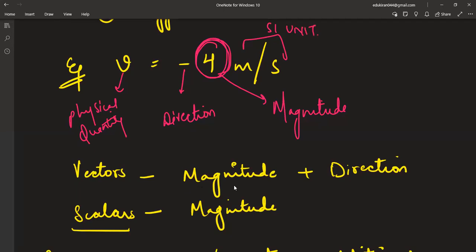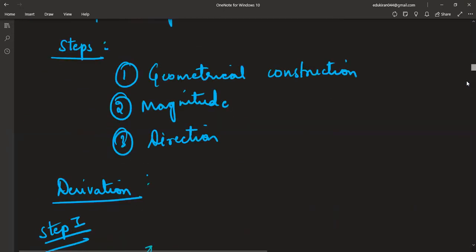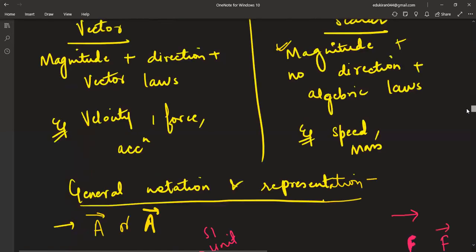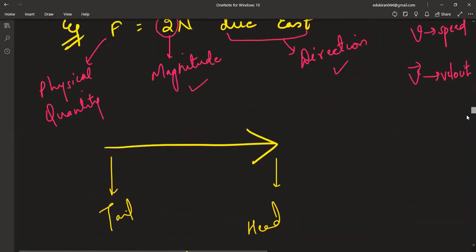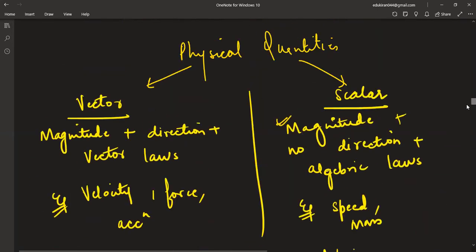So vectors have magnitude plus direction plus the laws also. And scalar quantities just have the magnitude. This is what you have to remember. Fine. So now coming to the types of vectors, this I'll tell you. First, start writing from here.